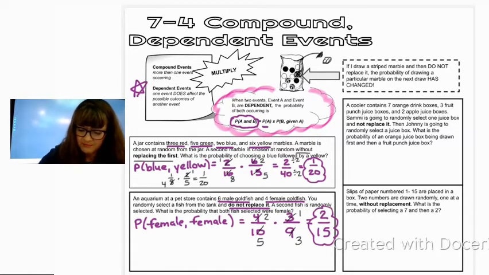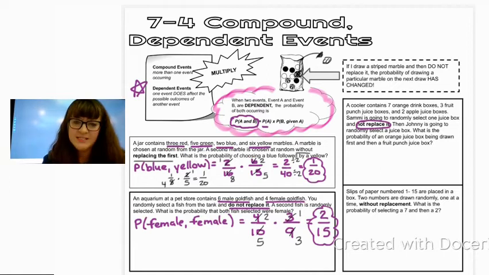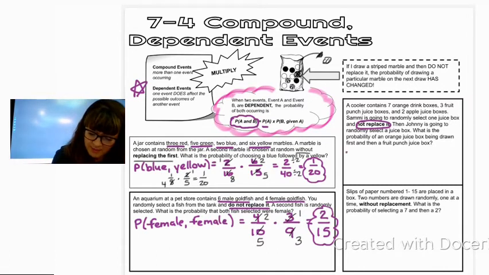Okay, the next one. A cooler contains 7 orange drink boxes, 3 fruit punch juice boxes, and 2 apple juice boxes. Sammy is going to randomly select one juice box and not replace it. Then Johnny is going to randomly select a juice box. What is the probability of an orange juice box being drawn first and then a fruit punch juice box? Okay. So the probability that we would get orange followed by fruit punch.